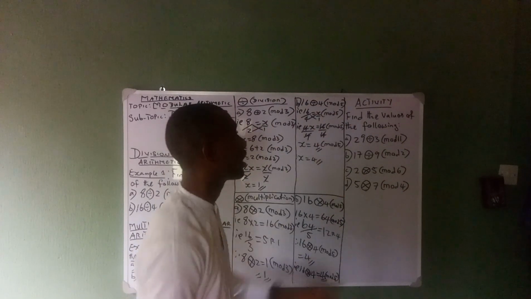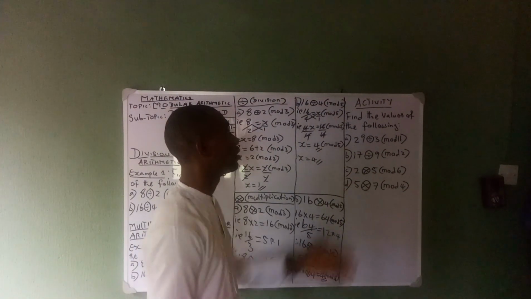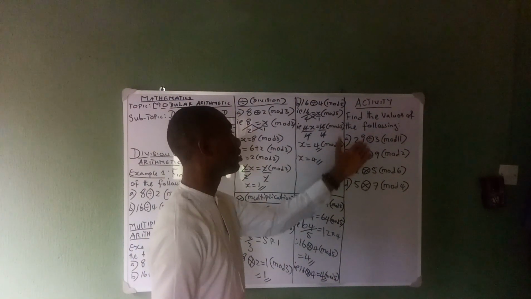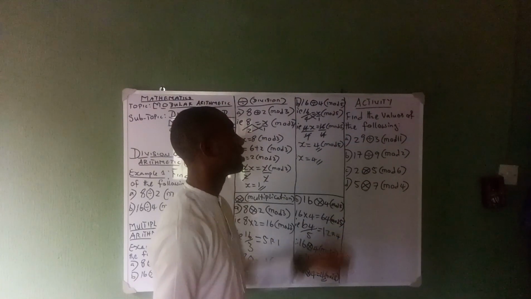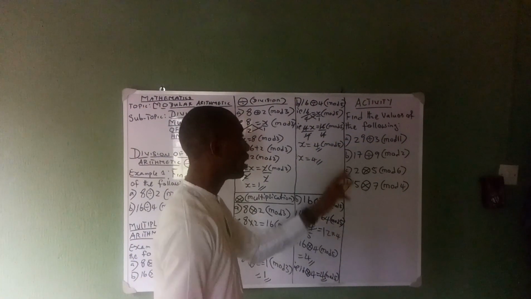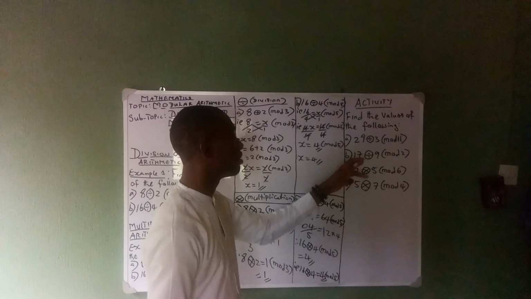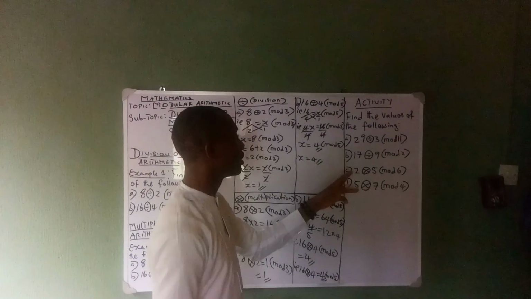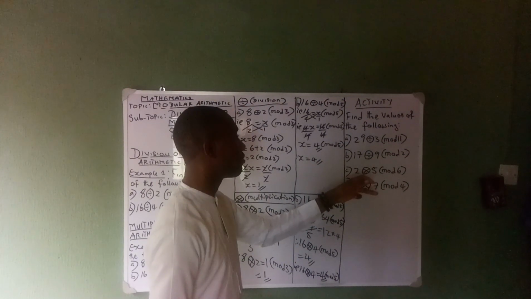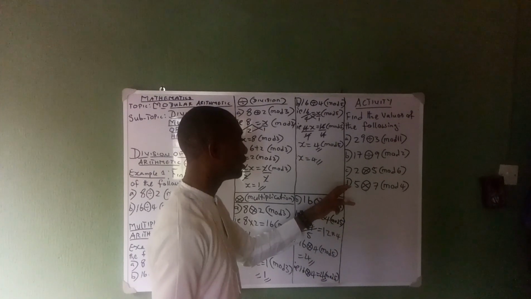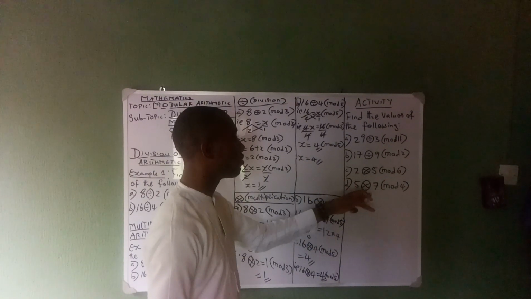Now we can consider this activity here and find the corresponding values of 29 divided by 3 in mod 11, and for the B, 17 divided by 9 in mod 2, for the C, 2 times 5 in mod 6, and for the D, 5 times 7 in mod 4.